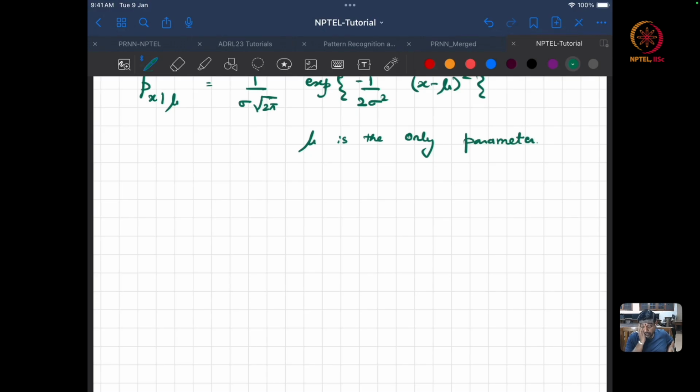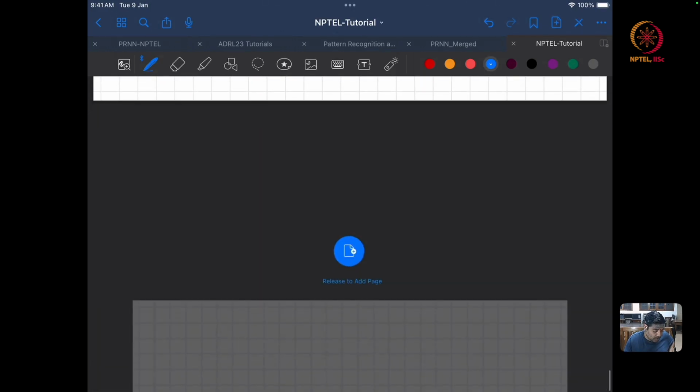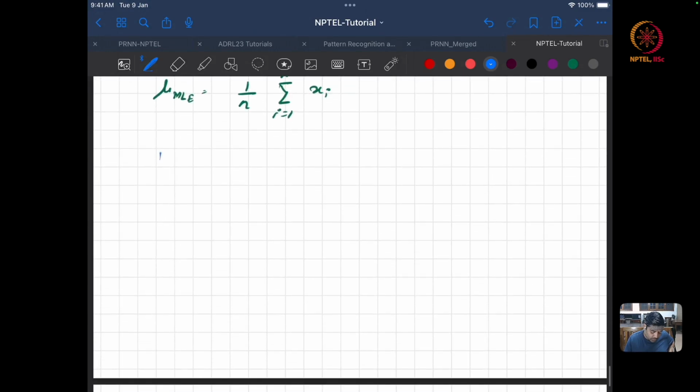Now in the case of MLE, we know that mu MLE will be 1 over n, summation i equals 1 to n, xi. This is how it will be in MLE. We have already seen this derivation at length. Now P of mu given D is, by Bayes rule, D given mu times P of mu, divided by this normalizing constant.